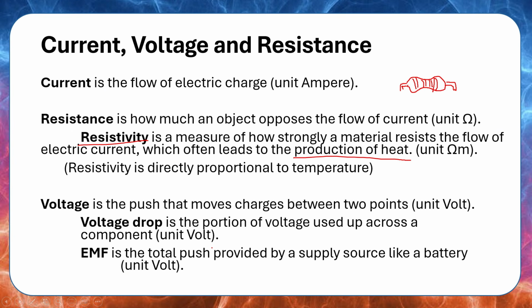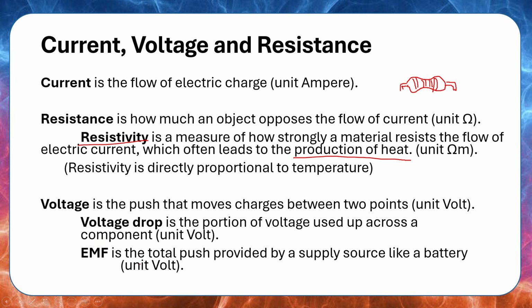For example, if the resistor is using this V amount of voltage, then that is the voltage drop. So voltage drop is the portion of the voltage used up across a component, most of the time the component being resistors. But you can apply that to any device that uses electricity.